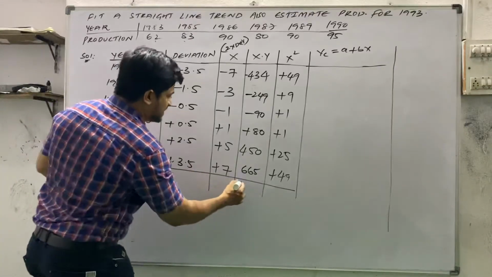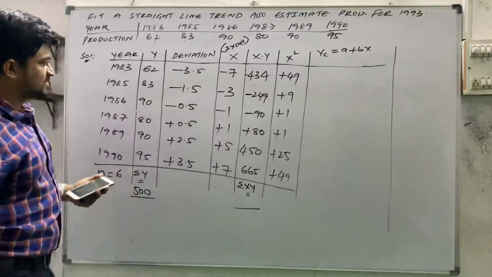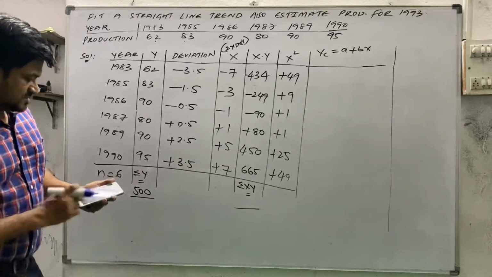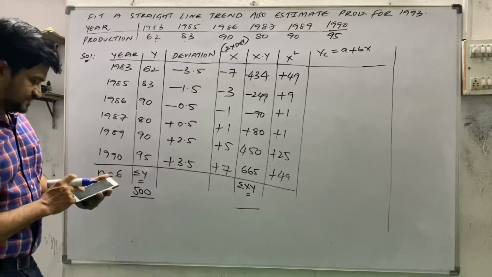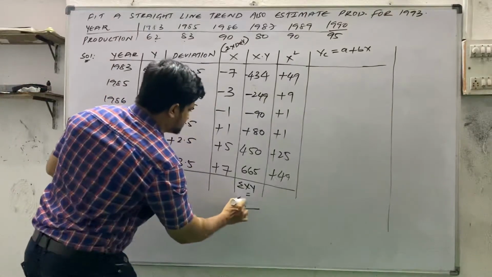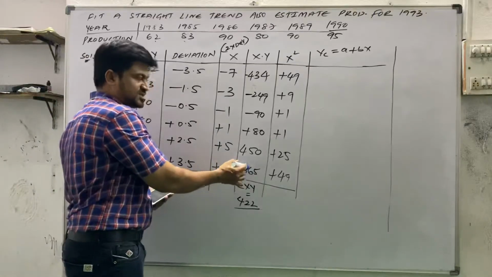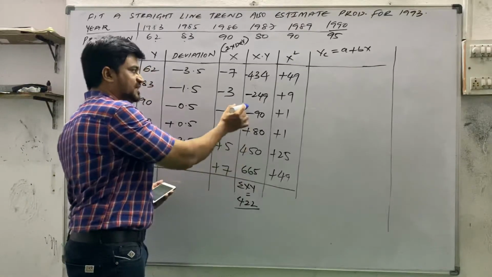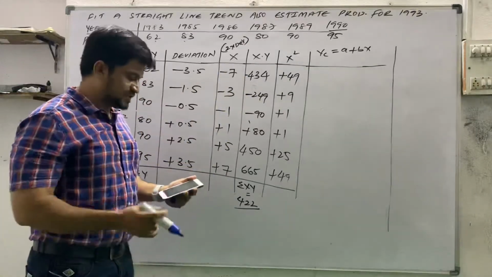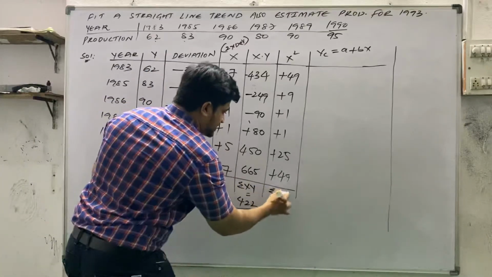Then we have the deviation column. Summation x is also not needed. Summation xy. Here we have 422. Cross check by adding. You can start from here: plus 65 plus 450 plus 80 minus 90 minus 249 minus 434. You have the provision of using a calculator, so the same thing we can use. Then we have sigma x square.